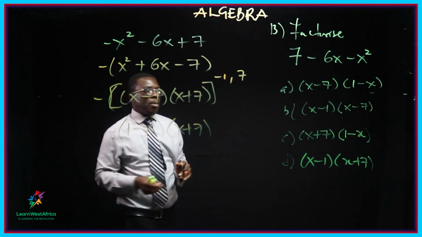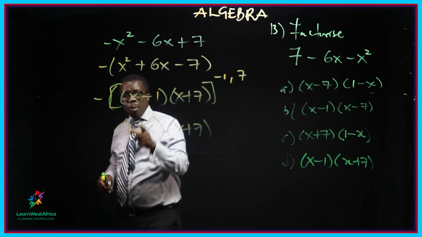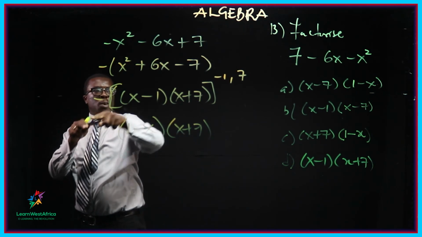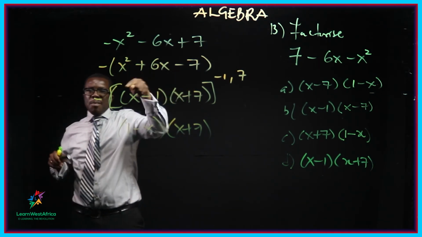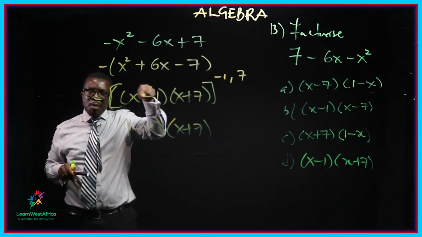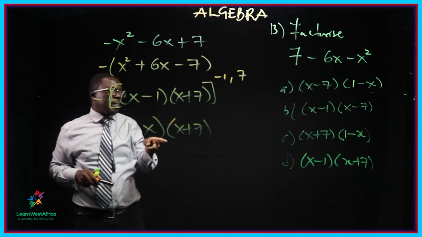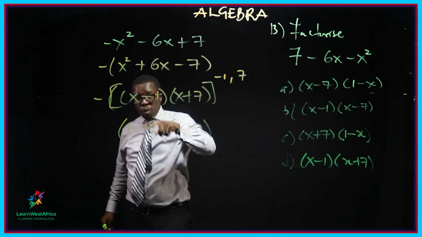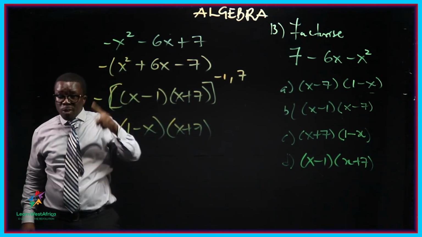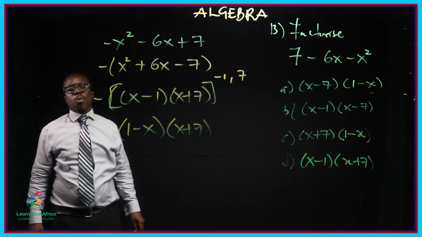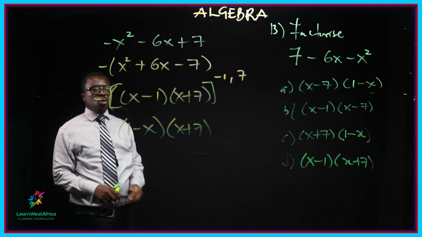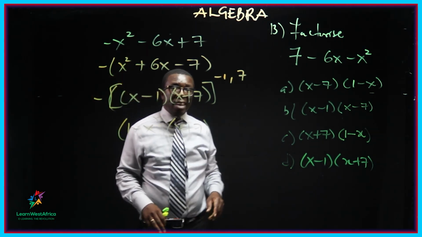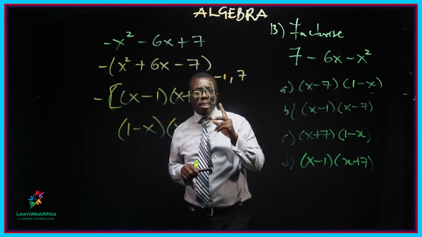your answer. But if I look at A and B, if the negative goes to the second bracket, it becomes 7 minus x times x minus 1. That is also a possible answer: 7 minus x times x minus 1. But for this one, you choose C. So question 13, the answer is C.